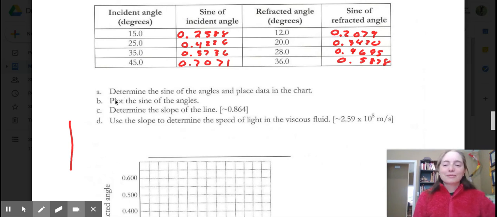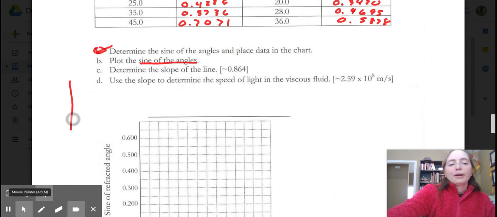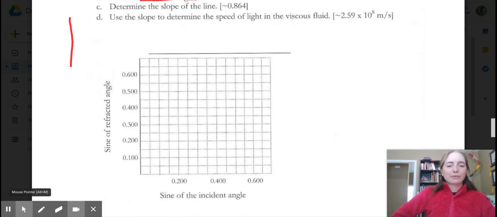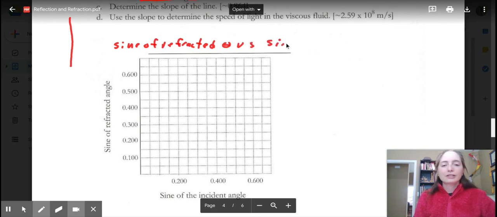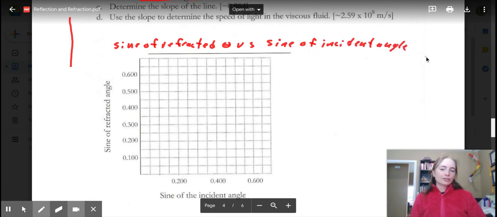Okay. So, ladies and gentlemen, we have now completed A, and we're going to plot the sine of the angles. I see you have graph paper. You must be plotting something. All right, so our graphs always need a title. So we're going to have sine of our refracted angle versus the sine of our incident angle. Okay, there's your title.